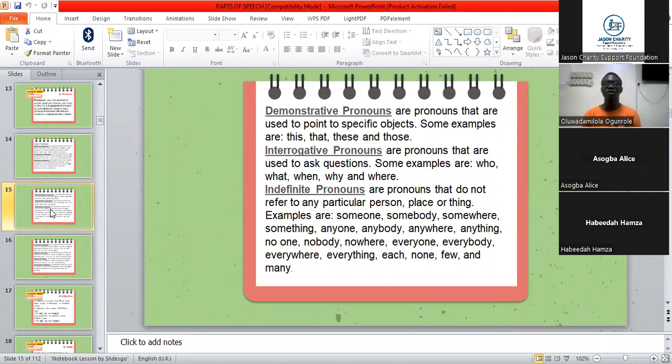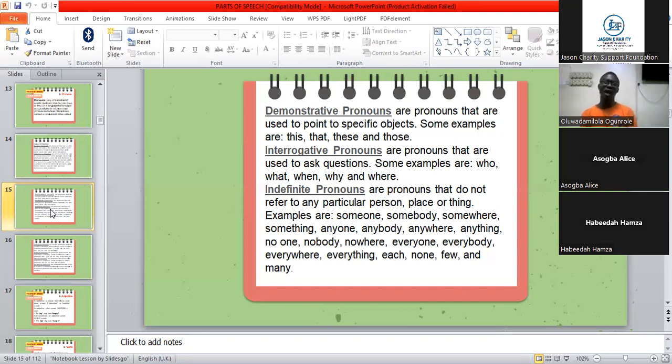So let's move on to interrogative pronouns. Interrogative pronouns are used to ask questions: who, what, when, why, and where. You can say, who is there? Who there is an interrogative pronoun starting a question. What are you doing there? What is that? These are pronouns that we use to commence questions anytime we have to ask them.